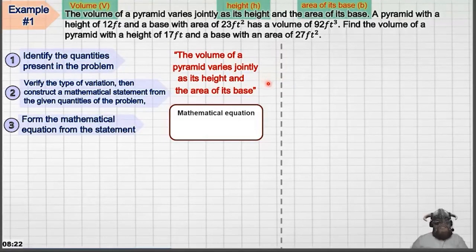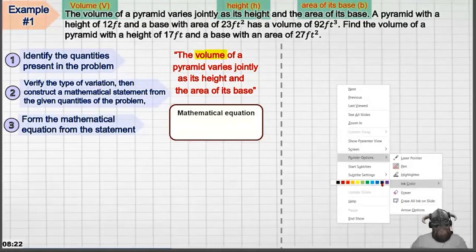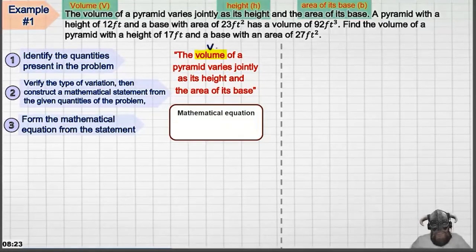So in this case, how do we represent volume? Once again, we represent it as V, as in victory. Then, capital V ba yung ginamit natin? Yes, capital V. Then, varies jointly as its height. So, height, ni-represent natin yan as H. And then, area of its base, we represent this one as B.